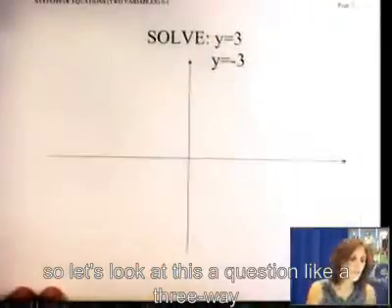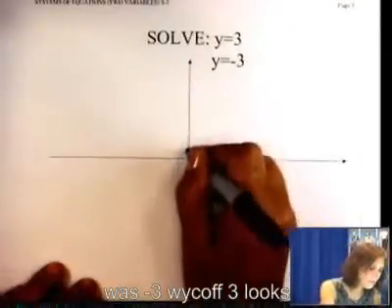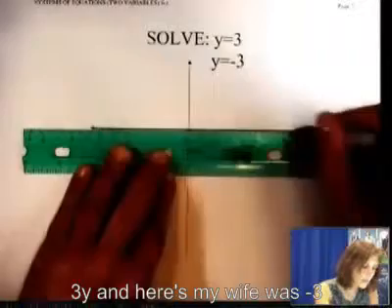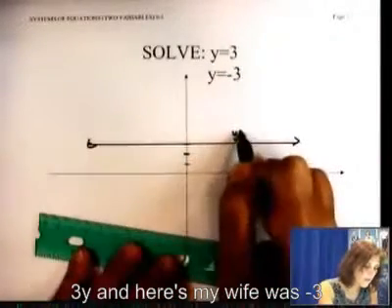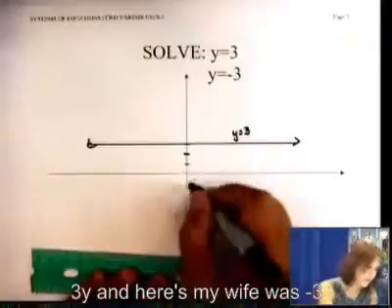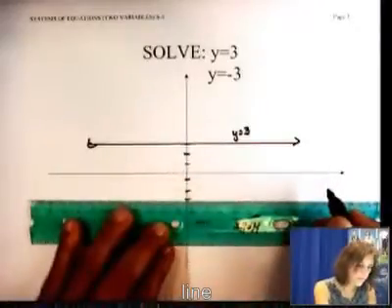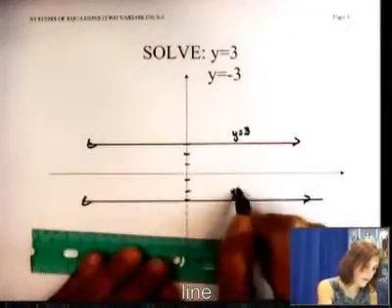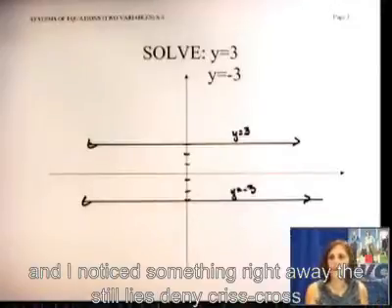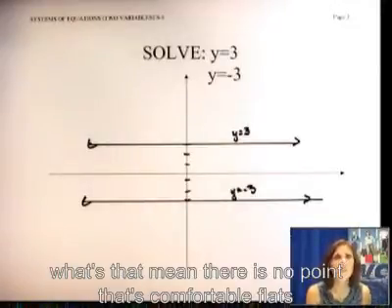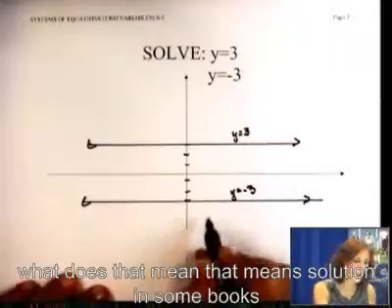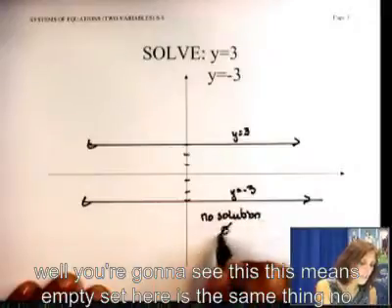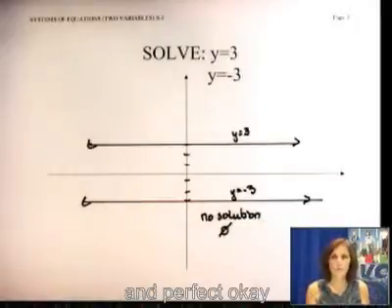So let's look at this equation. y equals 3, y equals negative 3. y equals 3 looks something like that. So here is my y equals 3 line. And here's my y equals negative 3 line. And I noticed something right away. These two lines do not crisscross. What does that mean? There is no point that's common to both lines. That means no solution. In some books, you're going to see this, which means empty set. It means the same thing. No solution, empty set.